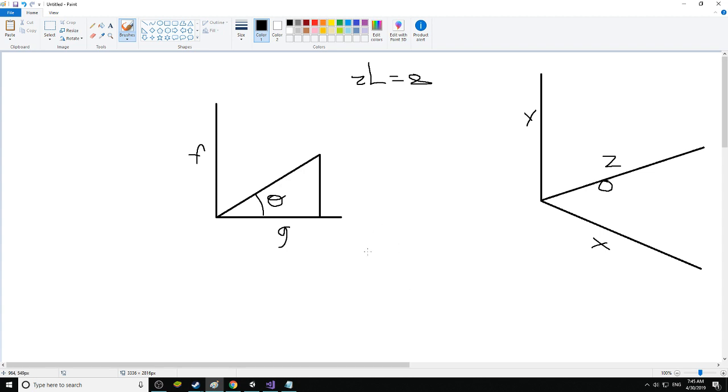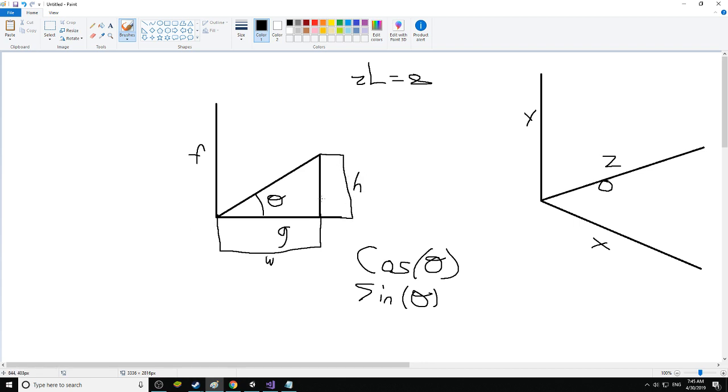So here's how cosine and sine work, because we don't need to use tangent today. If we were to take the cosine of this angle, right there, what will it give us? It will tell us this distance. Not G, because that's just the G axis. It'll tell us this distance, which we can call the width, let's say. And if we take the sine of theta, it will tell us this height here, which we'll call H.